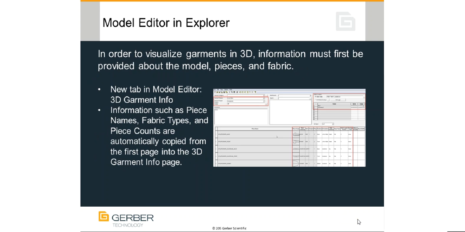In order to visualize garments in 3D, information must first be provided about the model, pieces, and fabric. A new tab in Model Editor called 3D Garment Info has been added to assign properties to the model, including garment and fabric information, as well as any additional piece properties necessary to wrap the pattern around the 3D avatar. Once the first page of the model is defined, the piece names, fabric types, and piece counts are automatically copied into the 3D Garment Info page.